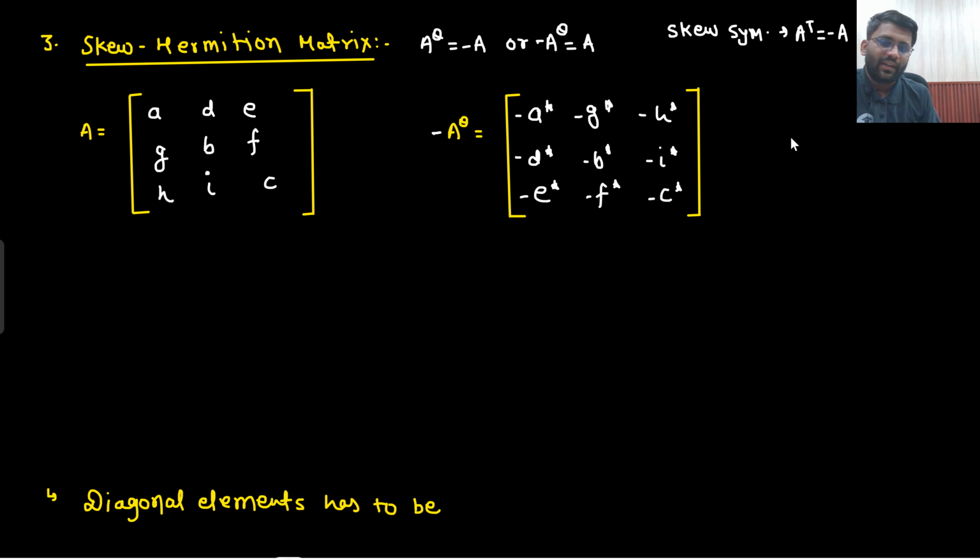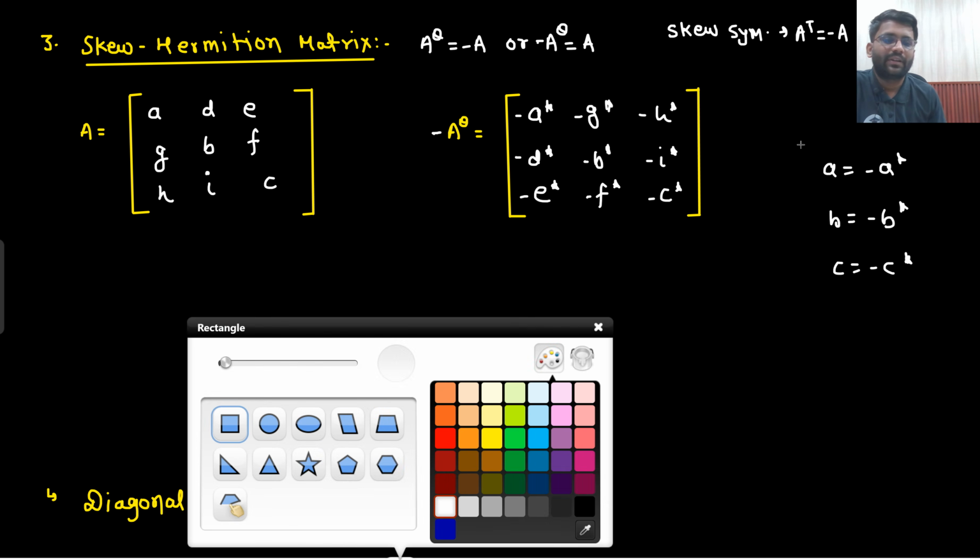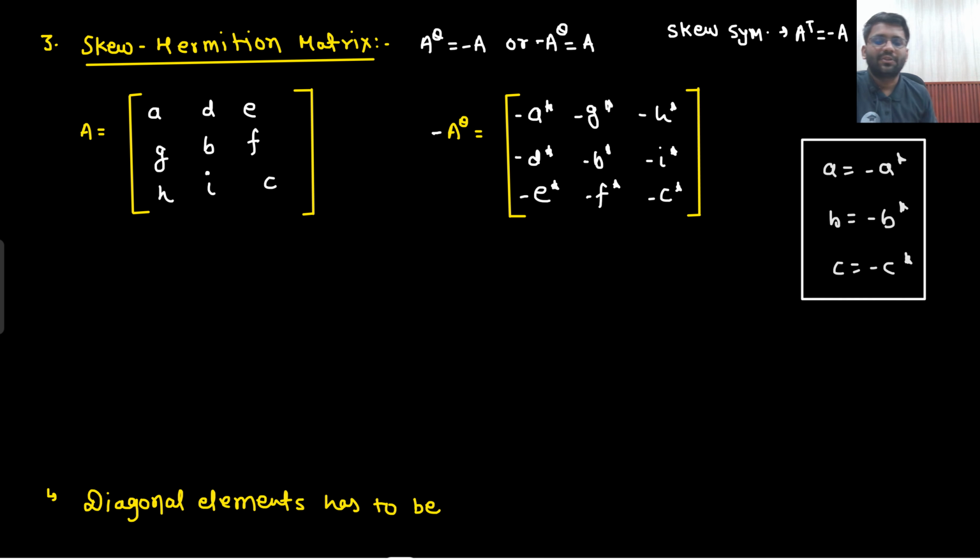So what do you understand? A should be equal to A conjugate. Sorry, A should be equal to minus A conjugate. B should be equal to minus B conjugate, and C should be equal to minus C conjugate. So first let's talk about the diagonal elements. When is it possible?